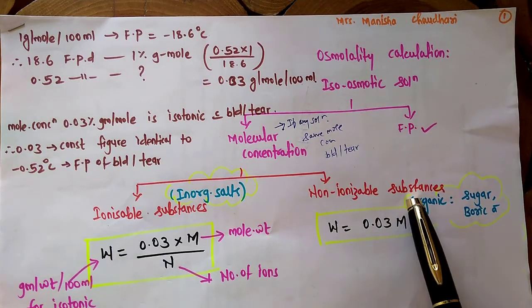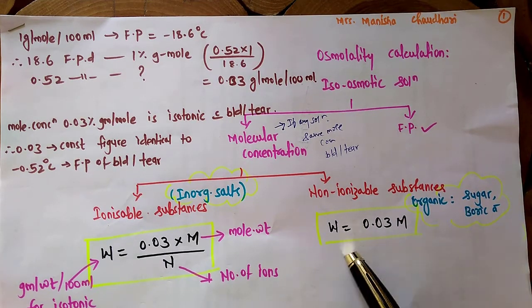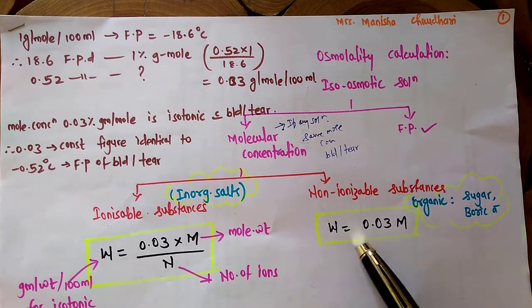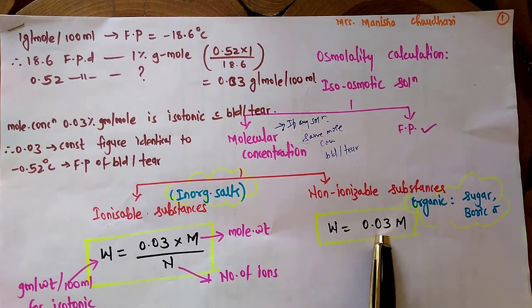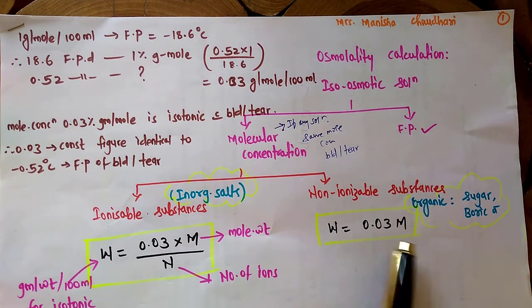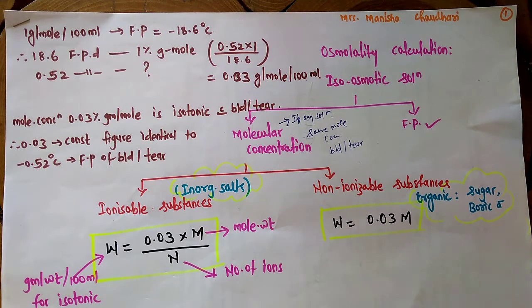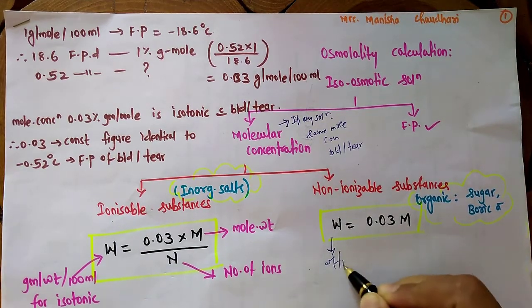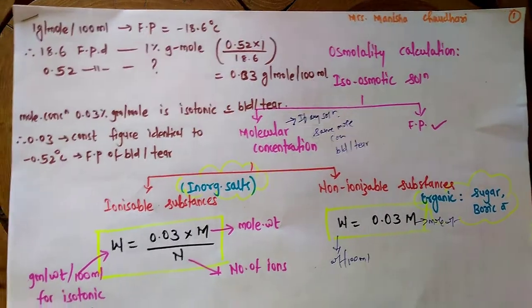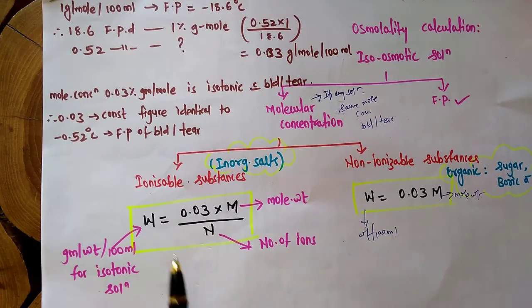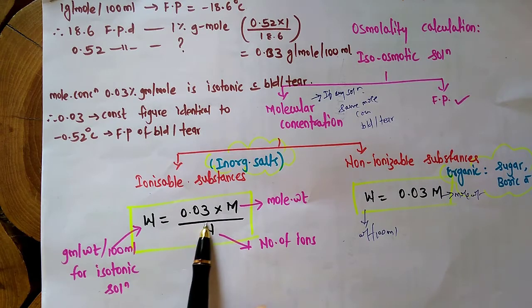For substances which do not ionize, W = 0.03 M. Now what is W? It is grams per 100 ml, the weight per volume for the isotonic solution, and M is the molecular weight. In the case of ionizable substances, the formula becomes W = 0.03 × M / N.